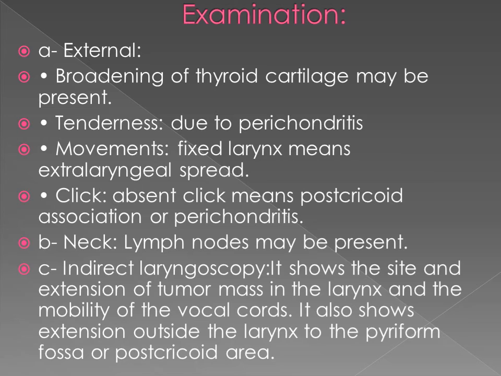Lymph nodes: examine the lymph node groups to see whether they are positive or not. Indirect laryngoscopy shows the site and extension of the tumor mass in the larynx, and the mobility of the vocal folds. It also shows the extension outside the larynx to the piriform fossa or the postcricoid area.